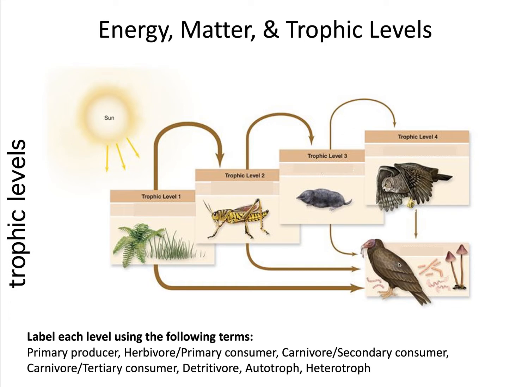So what I'd like you to do is, looking at this food web, label each level that we're looking at here, the organisms in each level, as either a primary producer, a primary consumer, a secondary consumer, or a tertiary consumer. Where appropriate, label all the herbivores, label all the carnivores, label all the detritivores, and then label each as either autotrophic or heterotrophic.